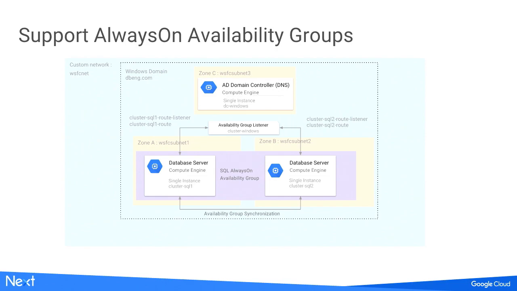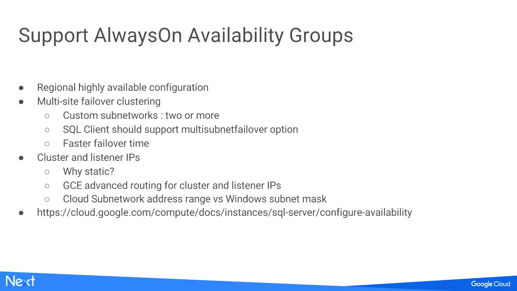In order to specify the cluster IP and the listener IP when you're building out your cluster, we need to switch from DHCP to static IP, and also configure the IP address using the GCP advanced routing so that the packet can be forwarded to the correct node. In the reference architecture on the last slide, I talked about how you do that. Now I want to talk a little bit about why you want to do that. What's the reason behind that?